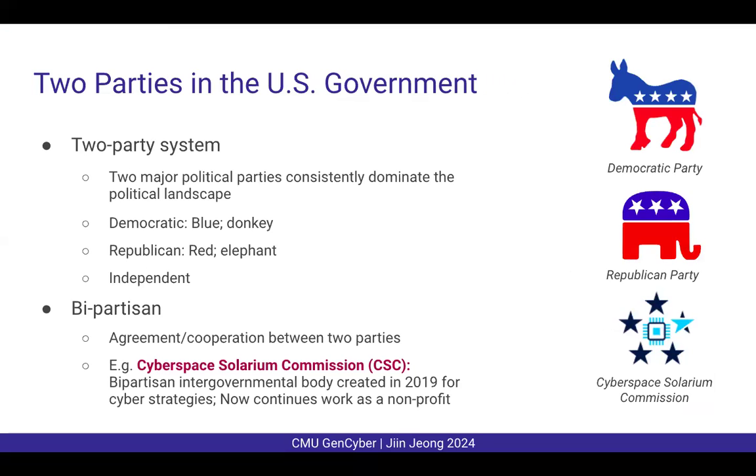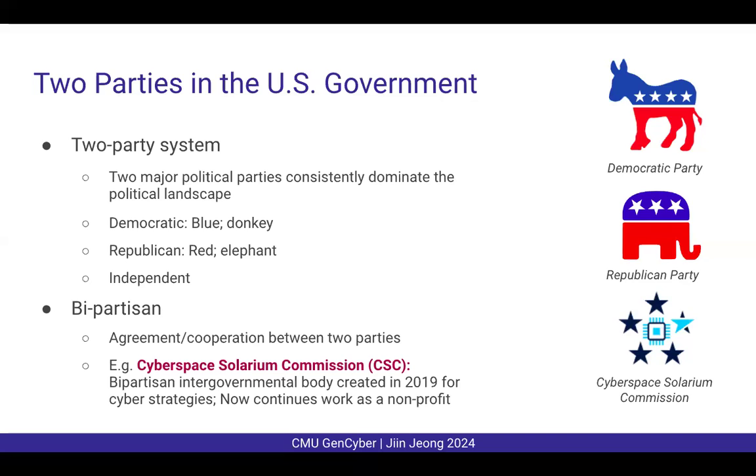And there are two parties in the US government. The US government is a two-party system where there are two major political parties consistently dominating the political landscape. There is the Democratic Party, which often is represented by the color blue and the symbol donkey, and there is the Republican Party, which is often represented by the color red and the symbol elephant. And there are some representatives, senators, and political actors in the Independent Party, but this party isn't big, so we usually focus on the Democratic and the Republican parties.